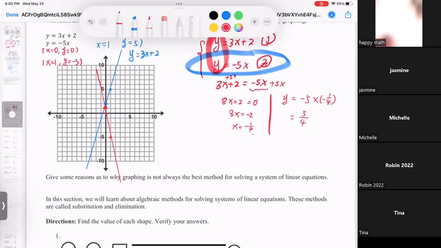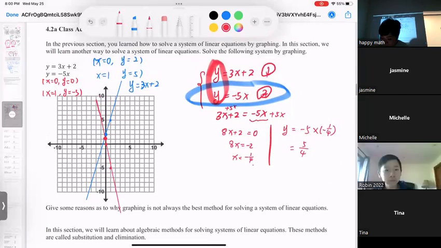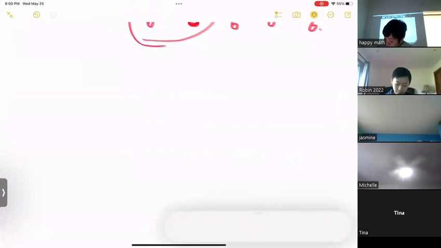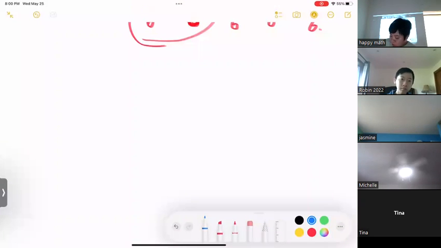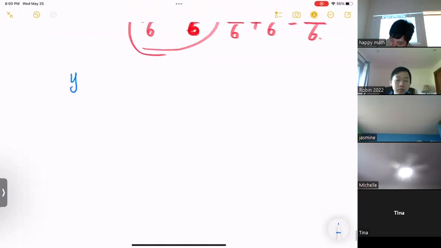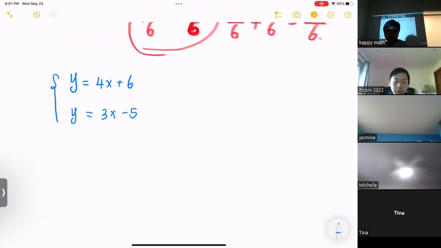Is everyone back? Jasmine, Michelle, Robin, and we finished 4.2, right? So basically here, I'll give another question. You have to show two different ways to solve the equation. The first one is to show me how to graph those two systems. For example, y equals 4x plus 6, and another equation, y equals 3x minus 5. We have to figure out the answer first by graphing. We graph those two linear functions and show me the intersection point.